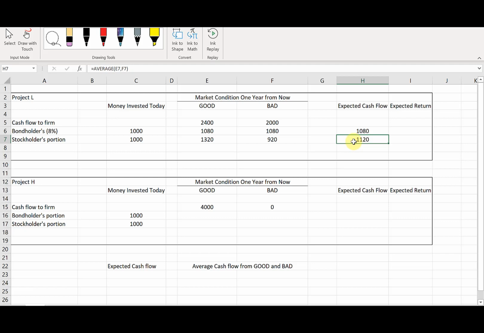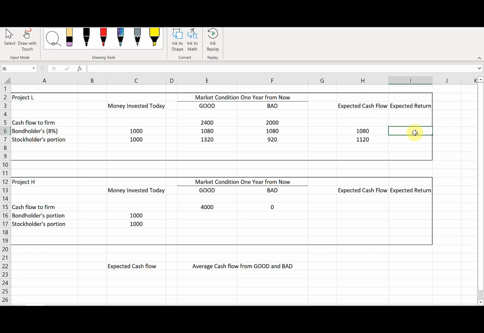So on an average, they can expect to receive 1,120. So that's what we have. Now let's look at the expected return. For the bondholder, before we go to that, to calculate expected return, we will look at how much the initial investment was, how much is the expected cash flow, and what proportion are they receiving, right? What proportion of return would bondholders and stockholders receive?